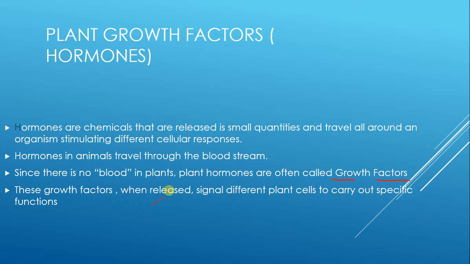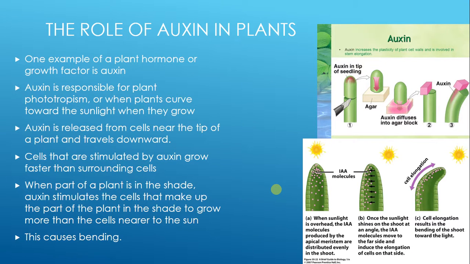These growth factors, when they're released in plants or travel through the vasculature in plants, signal different plant cells to carry out specific functions. One such hormone that you should be familiar with is called AUXIN. AUXIN is responsible for phototropism. So phototropism, photo means light, tropism means tendency, is the tendency for a plant to grow or bend towards the light. So if you have a plant on your windowsill, all the leaves and things will tend to grow towards the light, and that's response to AUXIN.